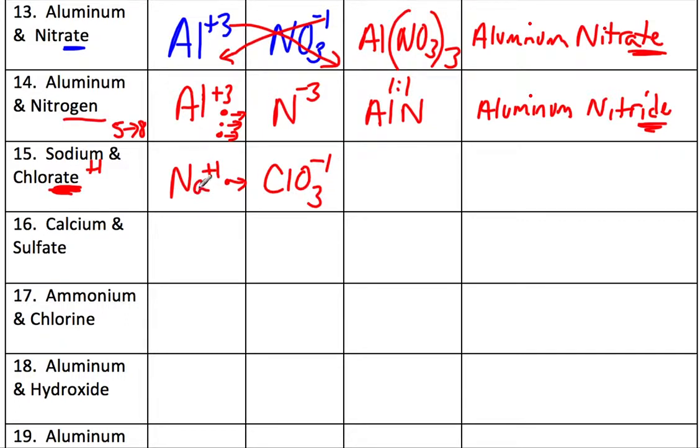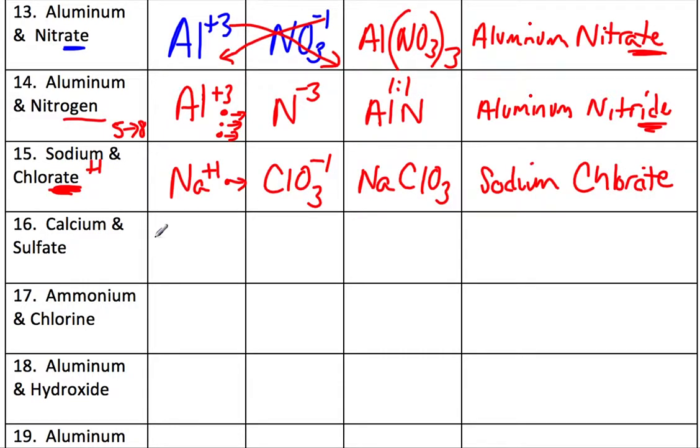So here's the deal. Sodium says take 1, chlorate says that's perfect because I need 1. So they can hook up on a 1-to-1 ratio. Notice that there's no parentheses. It's NaClO3, and this is sodium chlorate. This is different than chloride because you got that oxygen in there. The "ate" ending tells you oxygen's bonded to it.